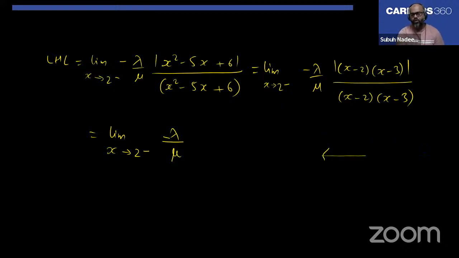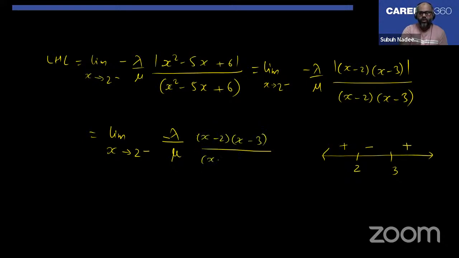Further, we are taking 2 minus, left of 2, so if we take the sign scheme of x square minus 5x plus 6, its roots are 2 and 3. So here it is positive, here it is negative, here it is positive. So for x approaching 2 minus, which is left of 2, this expression is positive. So we can remove mod and directly write x minus 2 into x minus 3, and here also x minus 2 into x minus 3. They will get cancelled and you'll get minus lambda by mu. So this is basically your left hand limit.